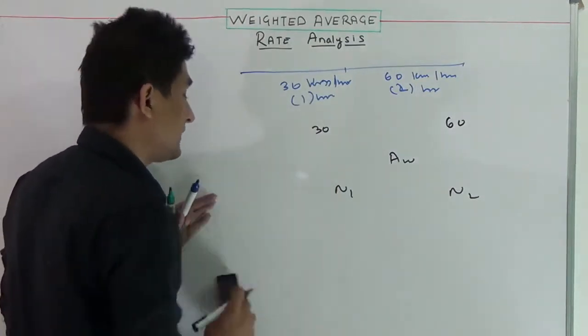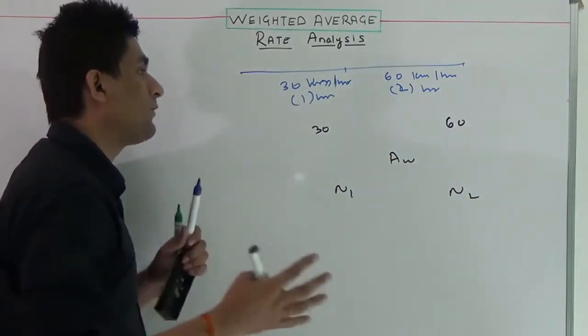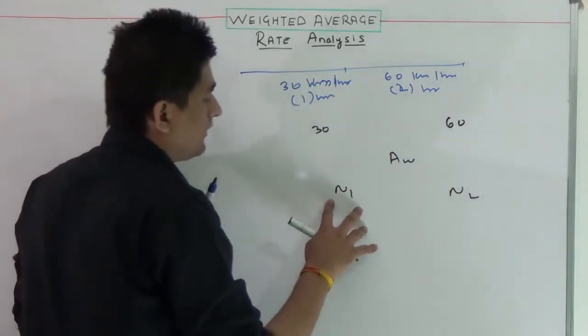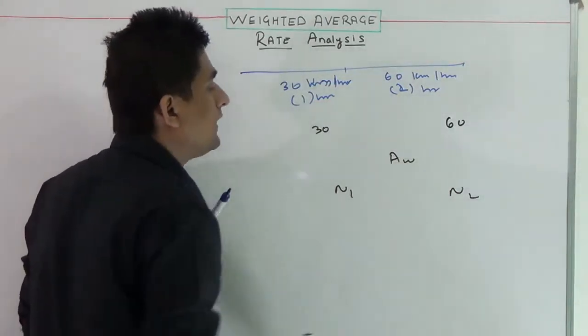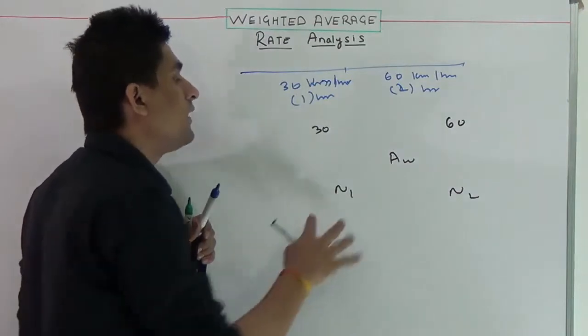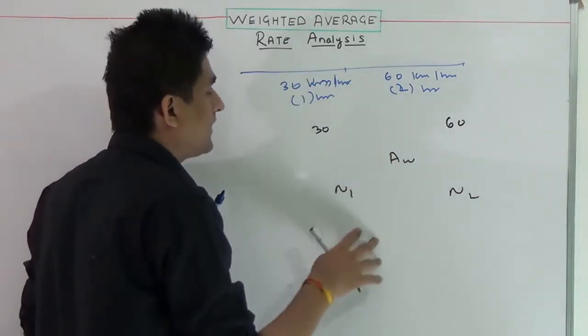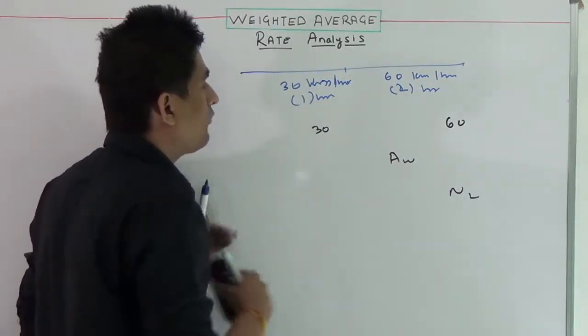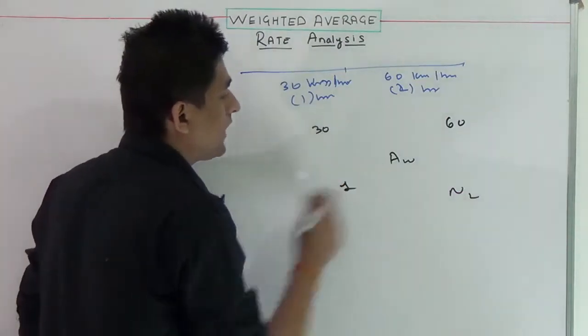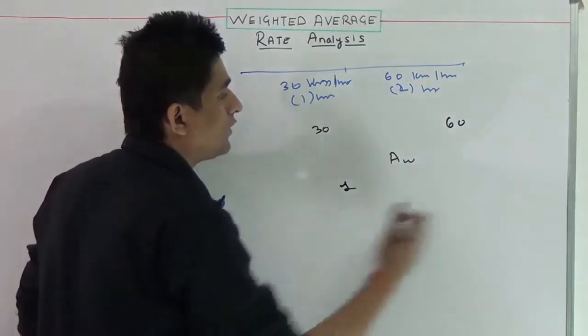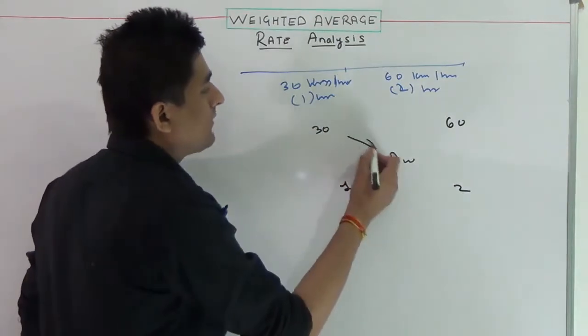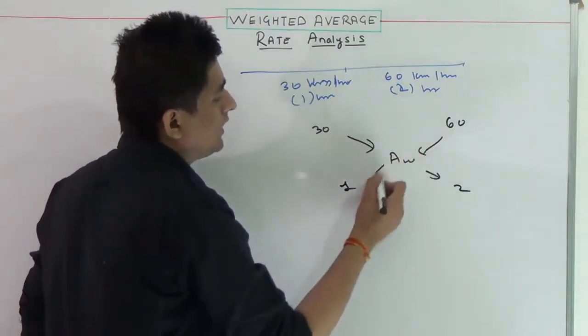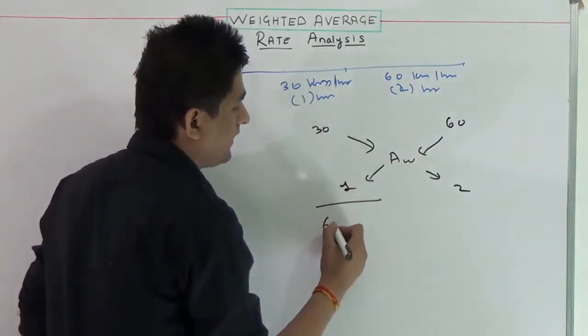So this is the most important concept while applying alligation. If you can determine the value of N1 and N2 easily from reading the question, you can easily solve the questions on alligation. So I'll put the value of N1. From here the value of N1 is 1 hour, and from here the value of N2 is 2 hours.